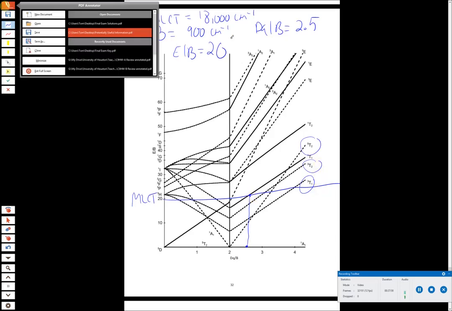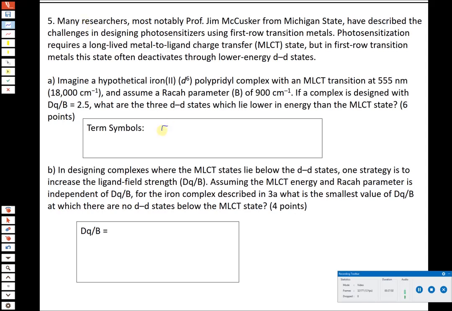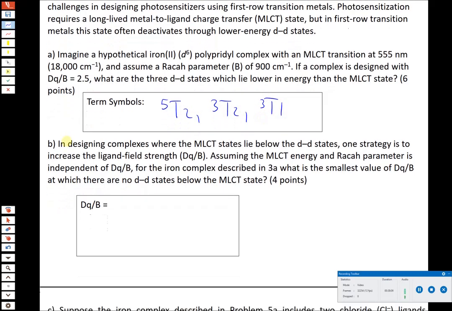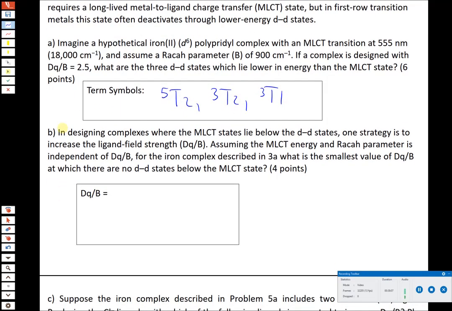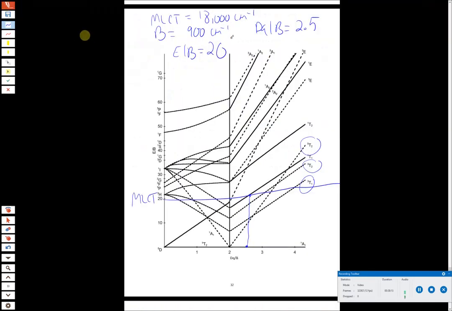So if we go back and write those in. So those are the three that are below MLCT, and then Carol already wrote them in. And then the next question is, how big would Dq over B have to be to make sure that there are no dd states below that? So go back to the Tanabe-Sugano diagram for this. We're looking for the situation where all the dd states are above this line here, which would help if it was straighter. Still not perfect, but close enough.